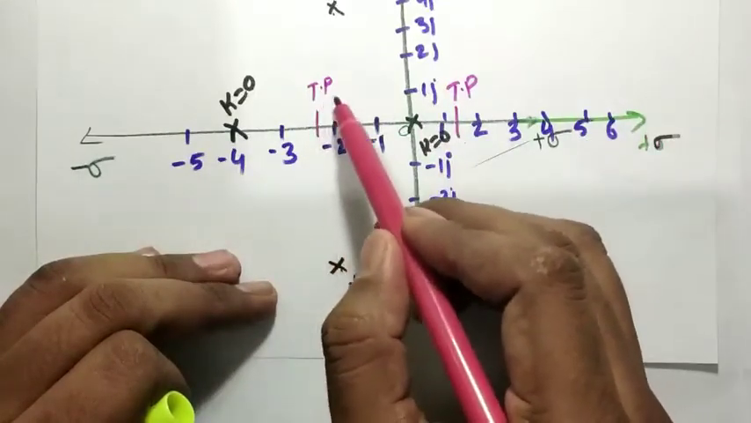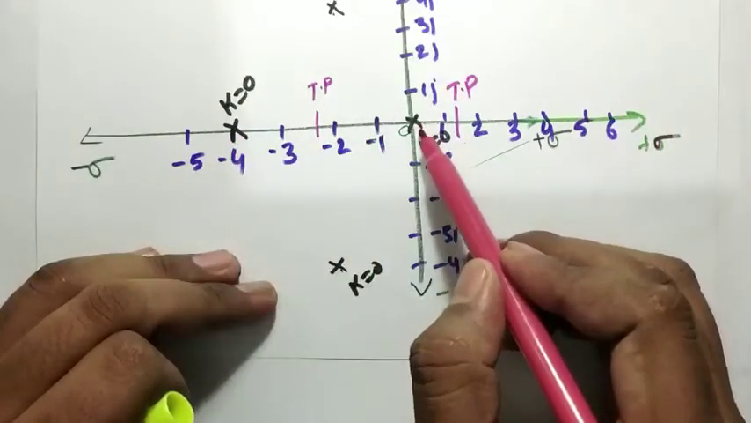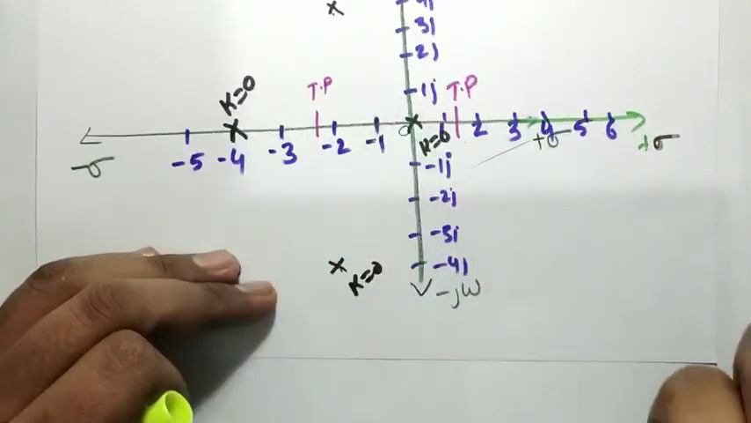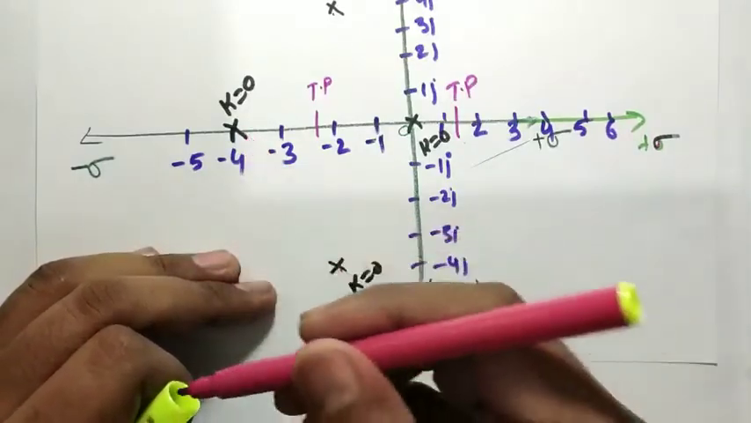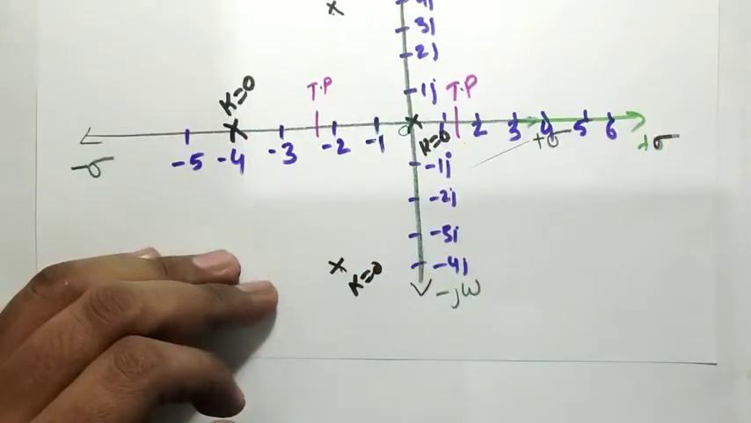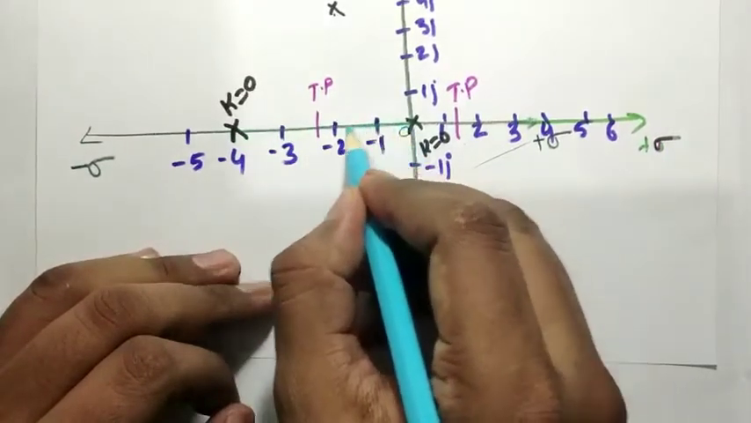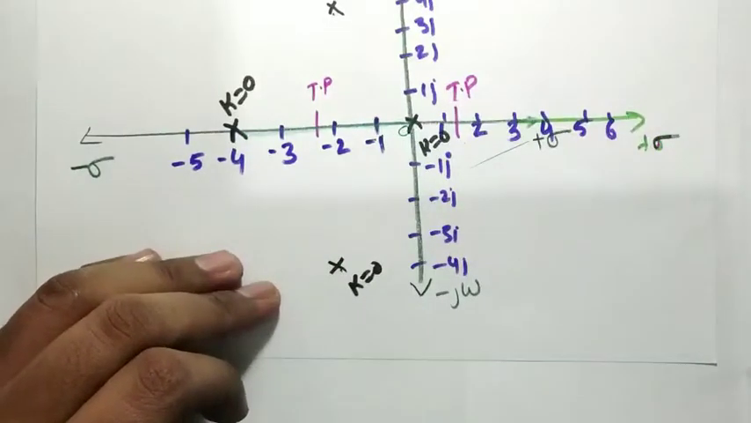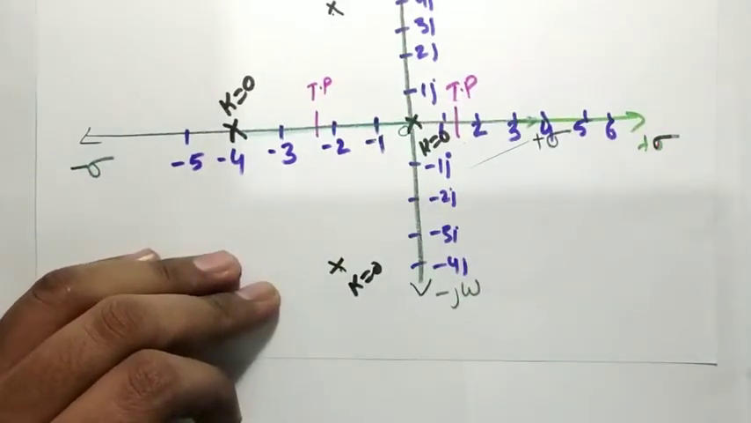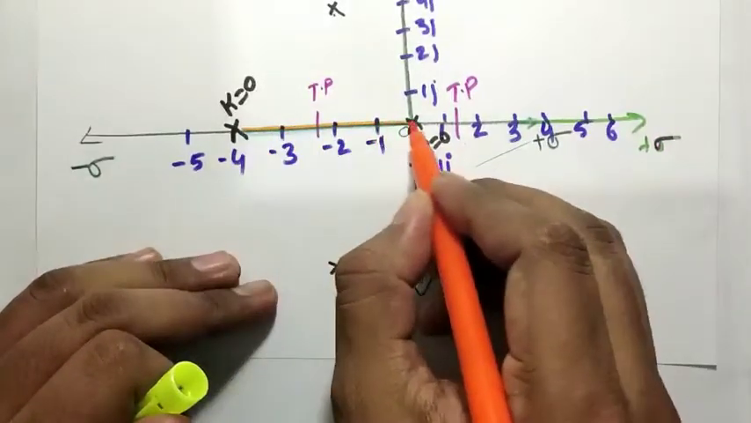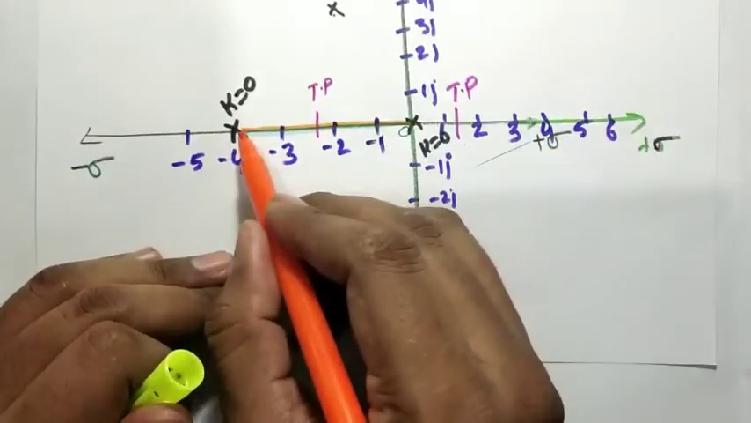Where I have taken the test point, between minus 4 and 0, the number of poles and zeros to the right is 1. That's an odd number, so this entire portion is a part of the root locus. I'm going to draw it in a color, this orange color. This entire portion is the root locus path.